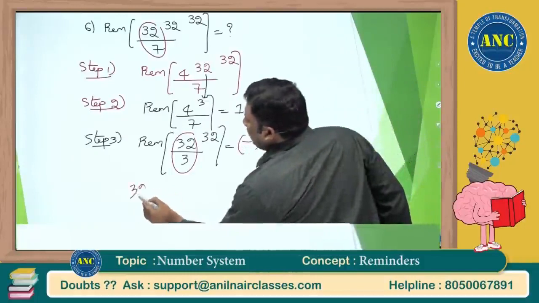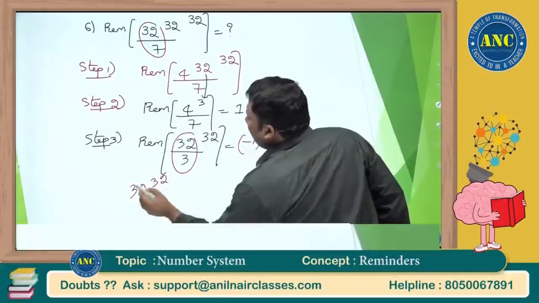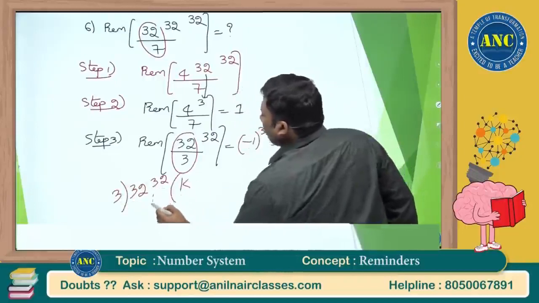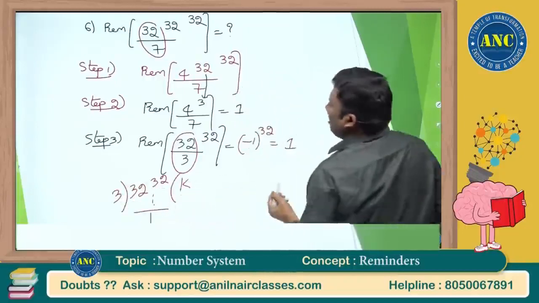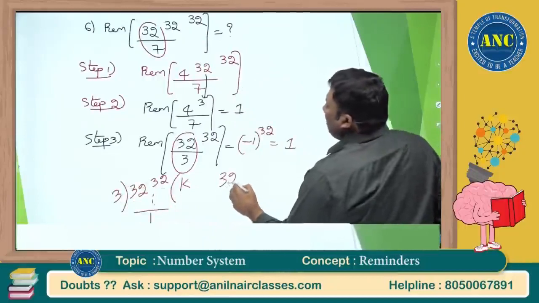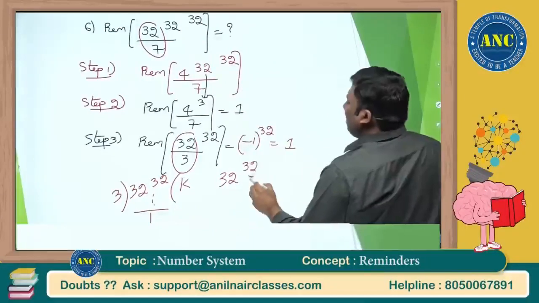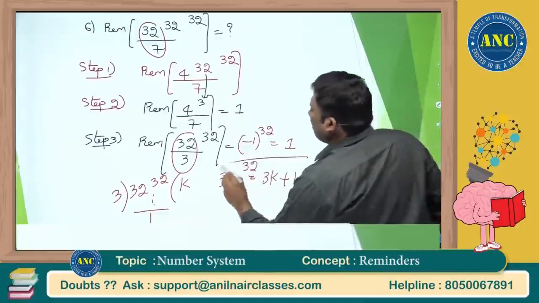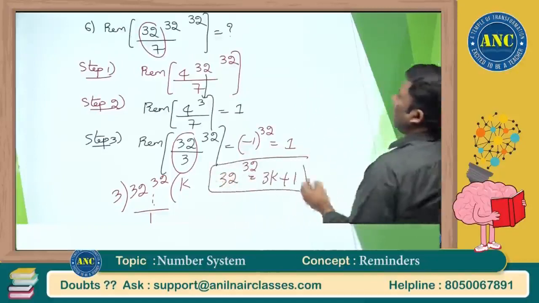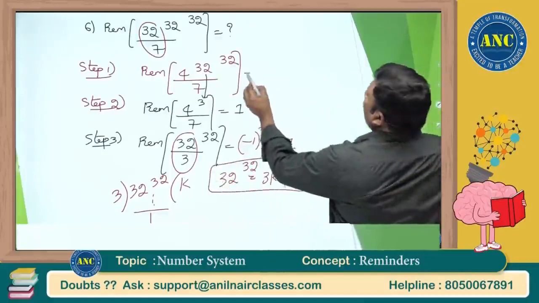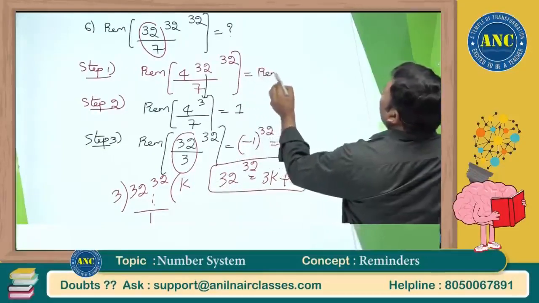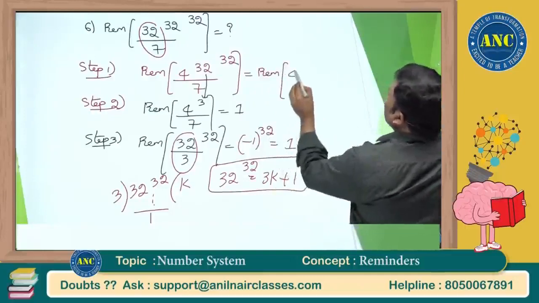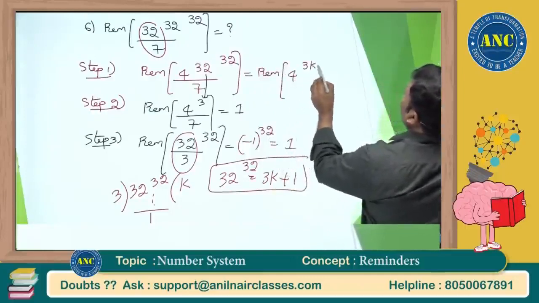So 32 power 32, this is the dividend, and it is divided by 3. Quotient I don't know, but the remainder is nothing but 1. Dividend is equivalent to divisor into quotient plus remainder. 32 power 32 is divisor into quotient plus remainder. That means when you divide 32 power 32 by 3, what is the form? It is 3k plus 1.